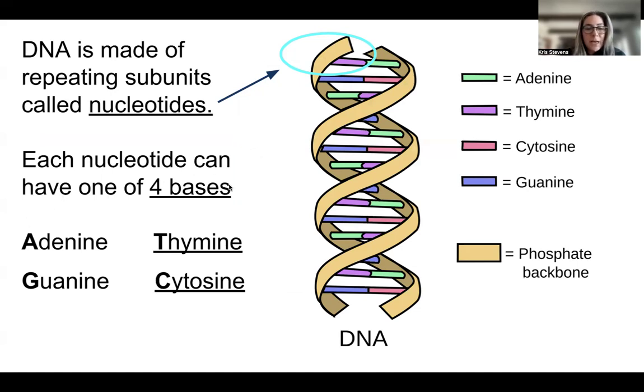The nucleotides have four bases: adenine, thymine, guanine, and cytosine. The bases are also called nitrogenous bases. This sounds like a big fancy word, but it just means it's made up of a lot of nitrogen. And we need nitrogen in our body because it's in our DNA. So the nitrogenous bases are A, T, G, C, and they always bond together like that.